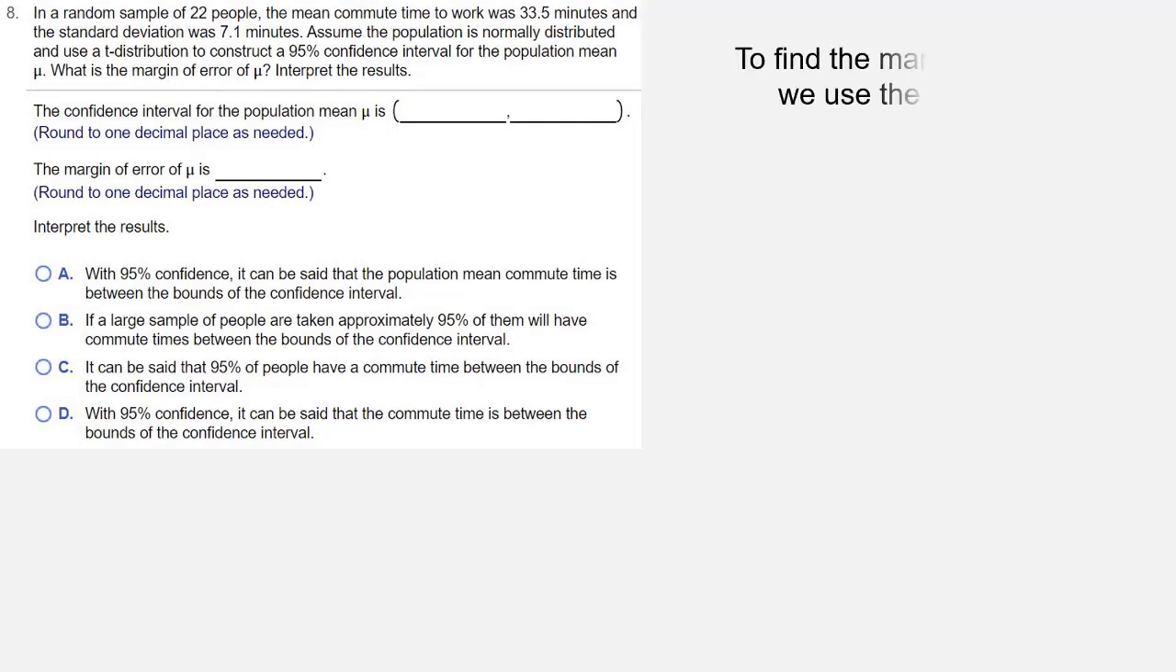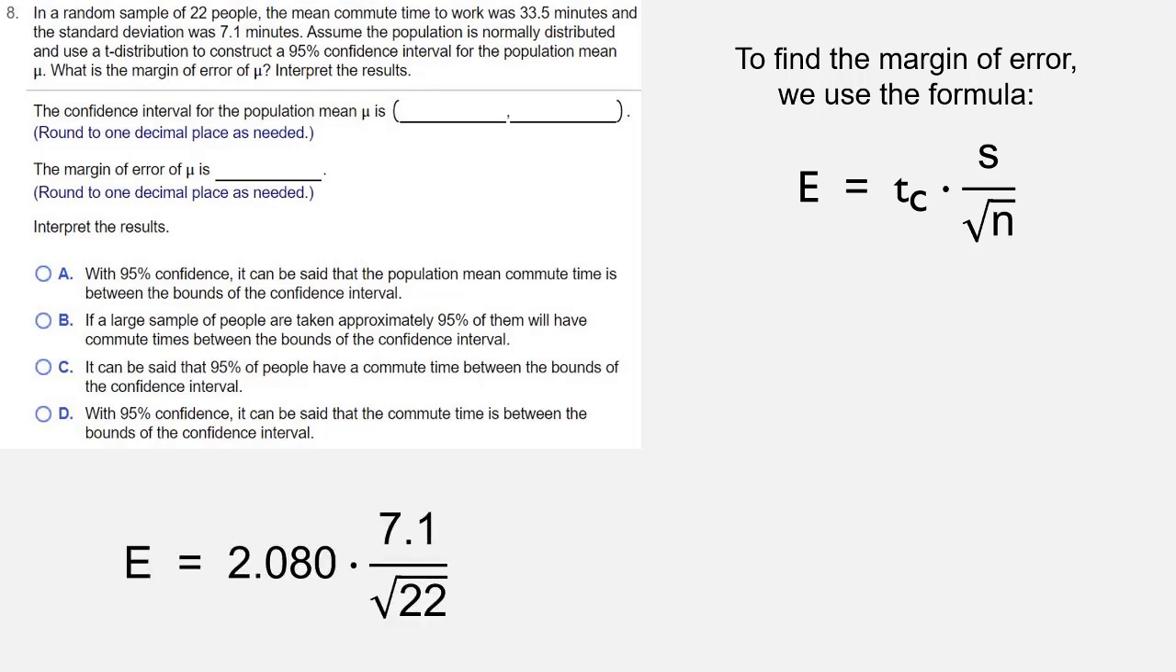We have to compute the margin of error. To find the margin of error, our formula is Tc times s over the square root of n is equal to the error. So we just found the Tc value. S was given to us in the original statement of the problem, as was the value of n. So we insert those values where they belong. Error equals Tc is 2.080, s is 7.1, and n is 22.